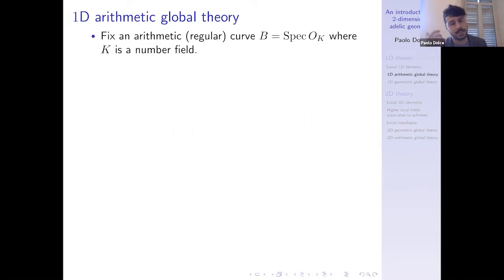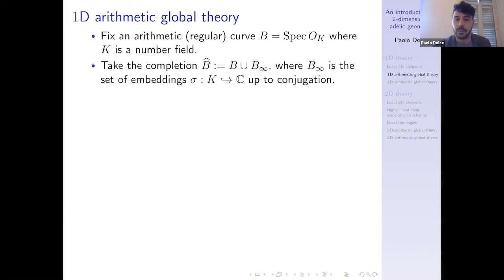In the global theory, we start with arithmetic, which is, let's say, the more natural. So you fix an arithmetic regular curve B, which is the spectrum of the ring of integers of a number field. And as you may know, this object is not complete, because if you take a principal divisor on this object, the degree is not 0. So you have to complete this object. I will call this completion B hat.